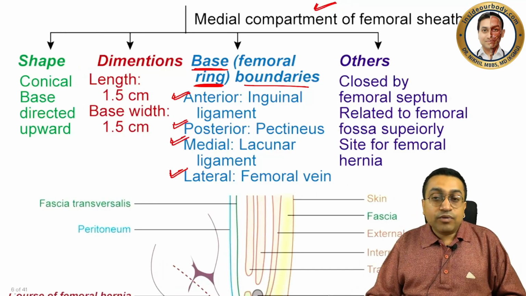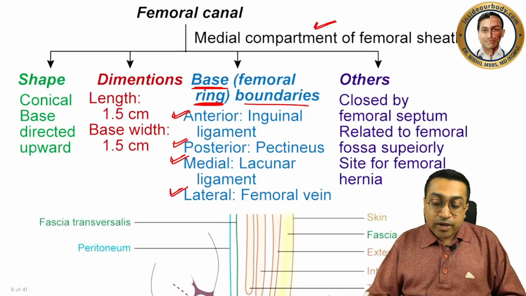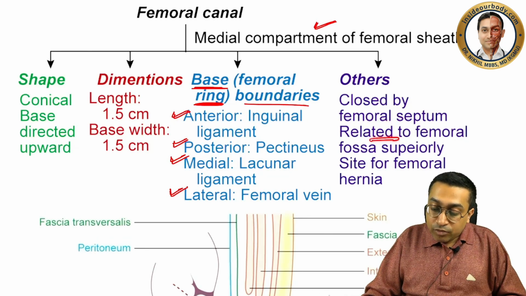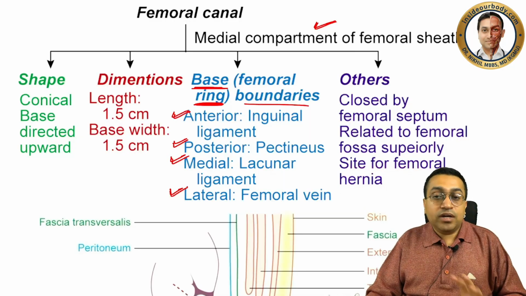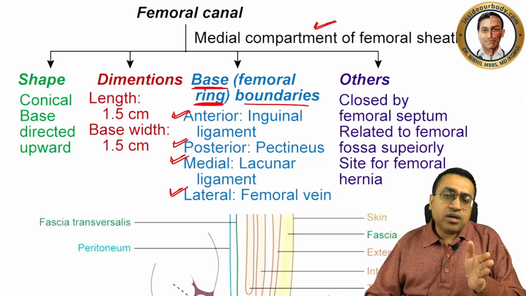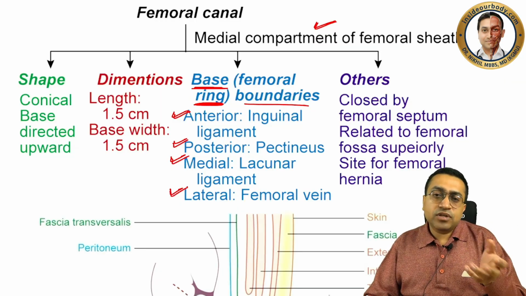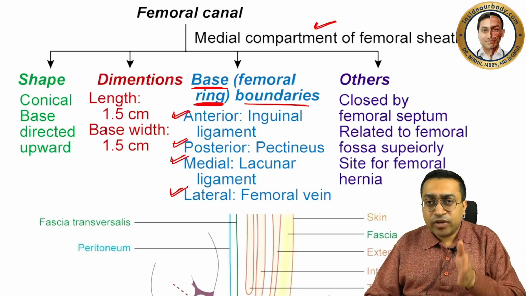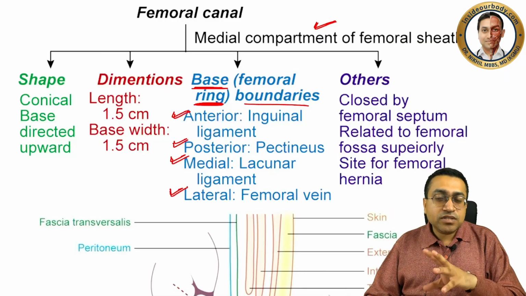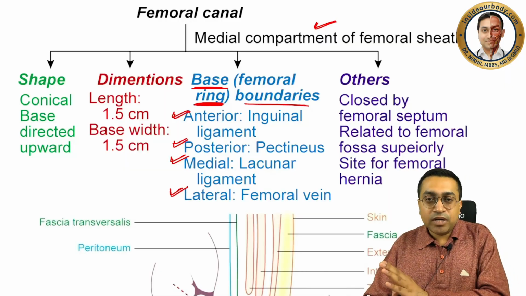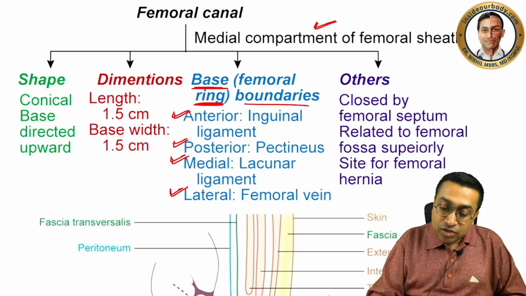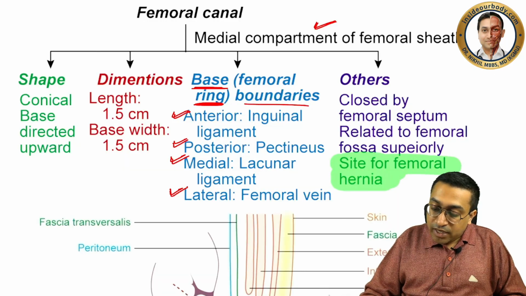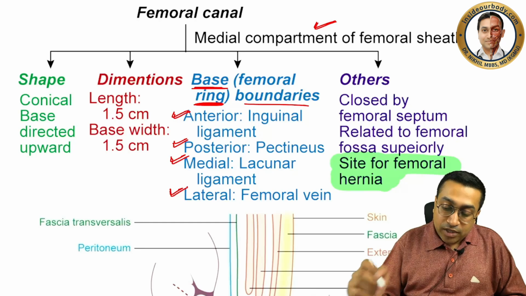Then the femoral canal is closed by the femoral septum, which is related to the femoral fossa, and also this femoral canal is a site for femoral hernia. Because see, the intermediate compartment and lateral compartment already have the major structures, the femoral artery and the femoral vein. So relatively you have more space in the femoral canal, the medial most compartment. So it is the site for femoral hernia, and that is the direct clinical integration of this topic, that is femoral hernia. Site for the femoral hernia.